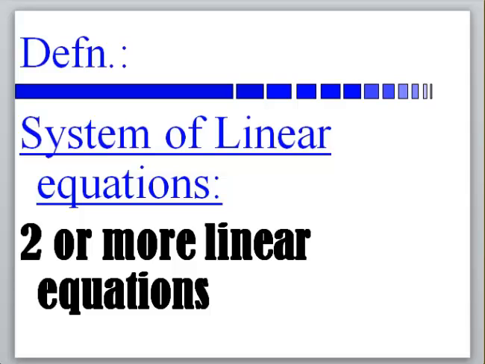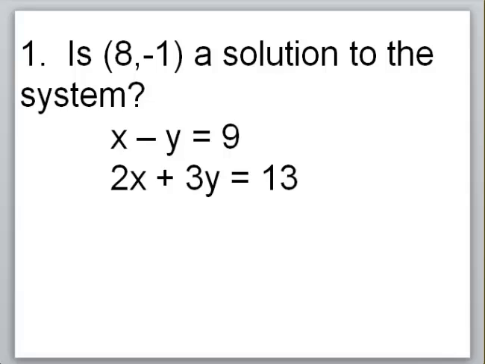Well, a system of linear equations is two or more linear equations. What's a linear equation again? Remember, that's an equation that makes a line. So in this first example, I have two equations that make lines. What we want to know is if (8, -1) is a solution, meaning is it on this line and is it on this line?